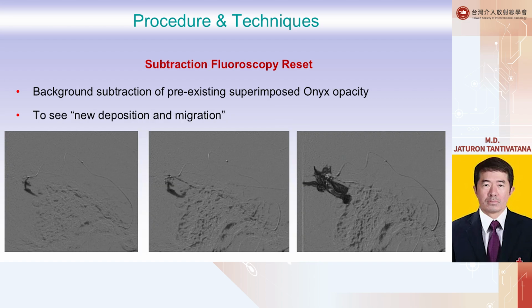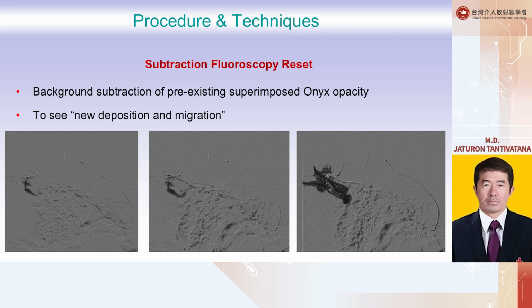Just like this example, we have to use progressive subtraction fluoroscopy to see the column of the Onyx progress into the lesion, to see new deposition and migration sequentially over time. Because if we don't have subtraction fluoroscopy and reset every time, the cast of the Onyx will superimpose on each session, so it becomes very difficult to track the progression of the Onyx.